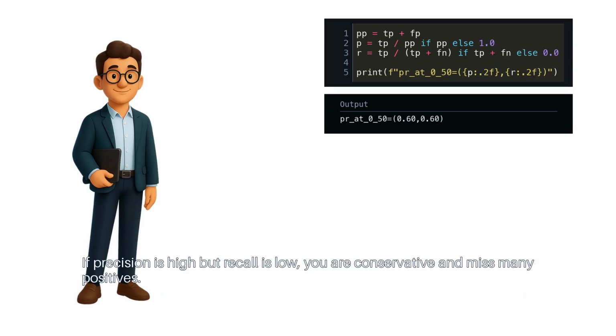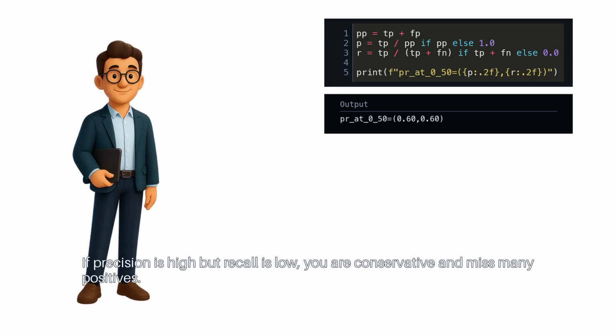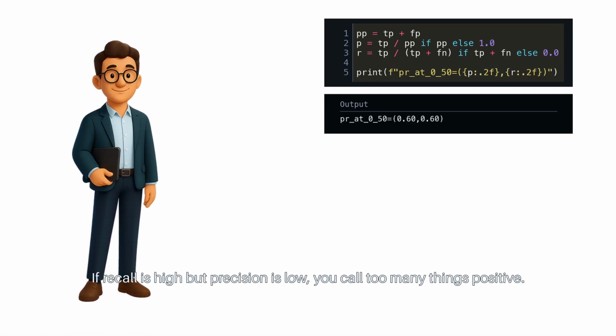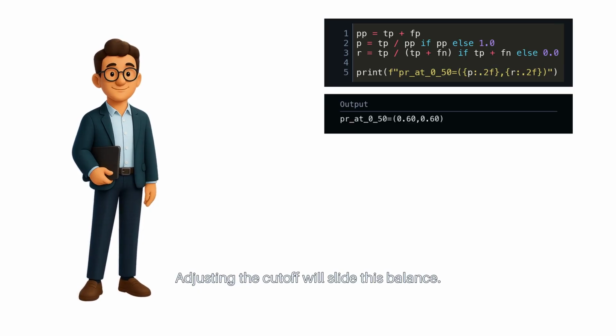If precision is high, but recall is low, you are conservative and miss many positives. If recall is high, but precision is low, you call too many things positive. Adjusting the cutoff will slide this balance.